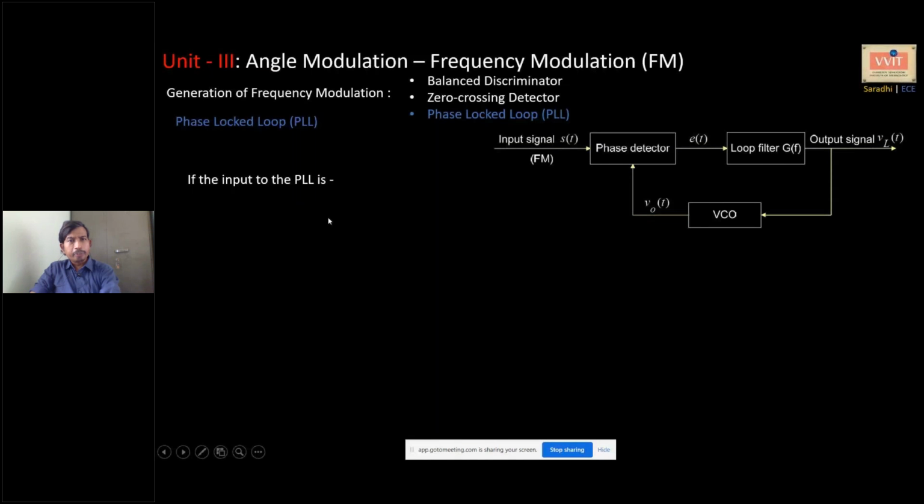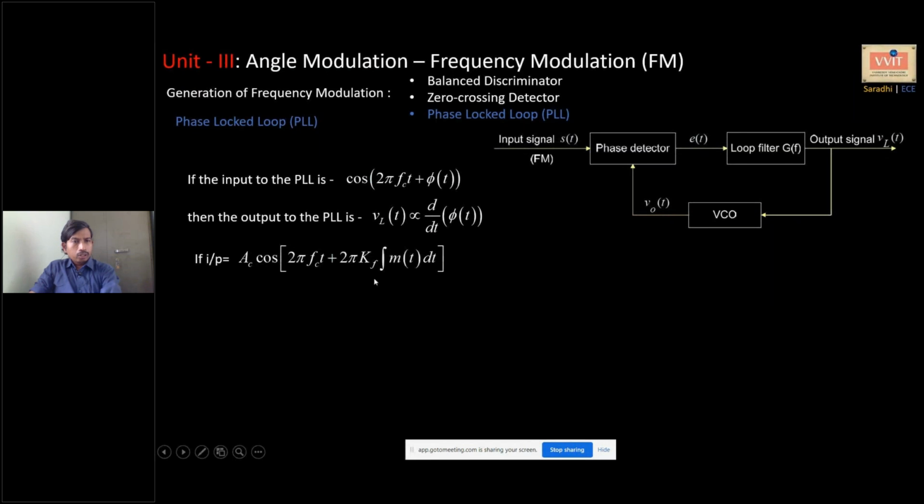Suppose input to the PLL is a signal like this, right? Cos 2 pi fct plus phi of t, where phi of t is 2 pi kf integral m of t. So this is an FM signal. Now the output of the PLL, that is VL of t, will be proportional to the derivative of the phase information, which is instantaneously changing, and the overall frequency is changing, right? Suppose the input is this. In general it is the scenario.